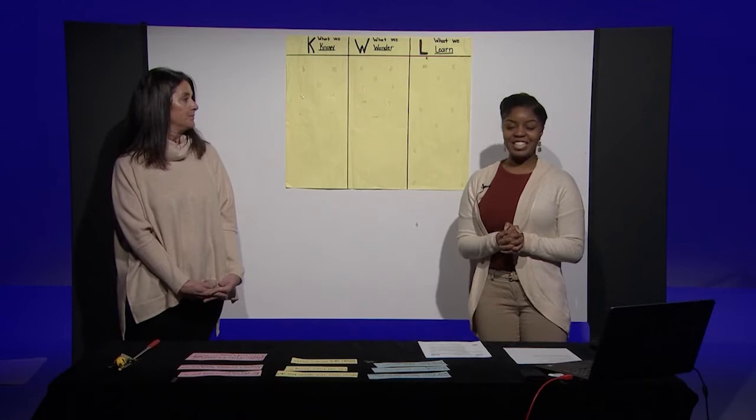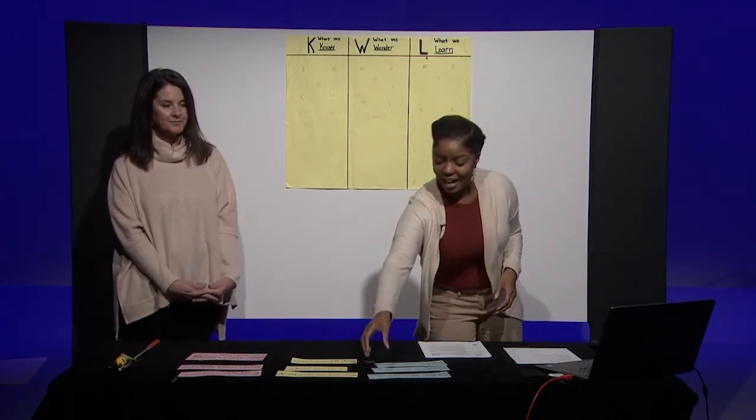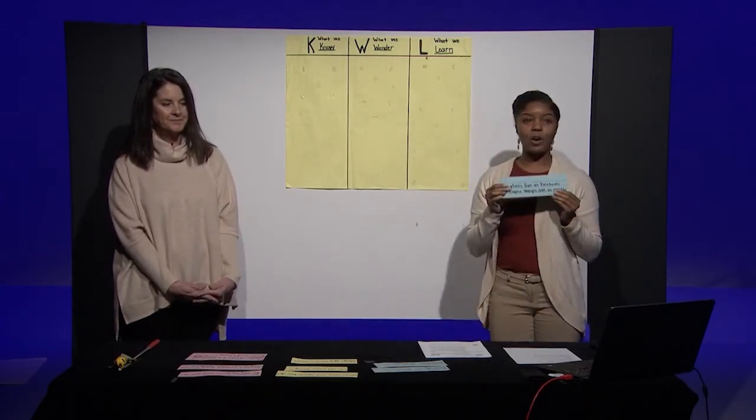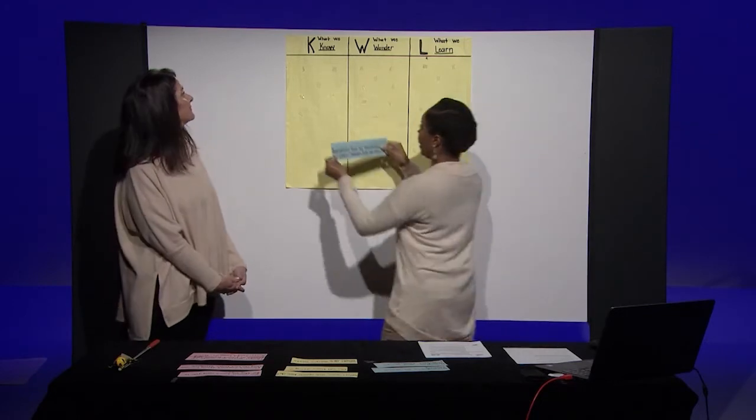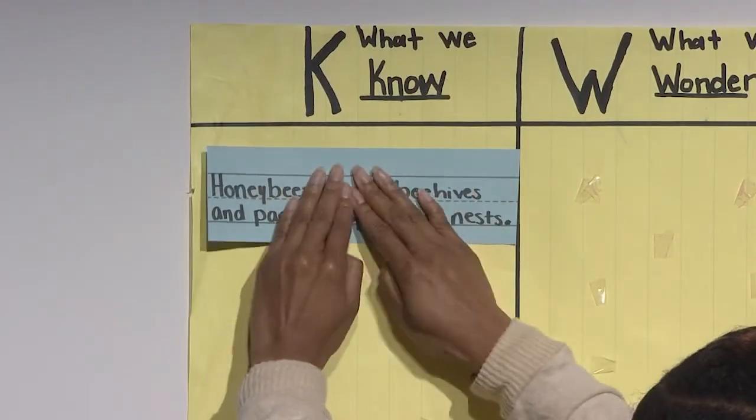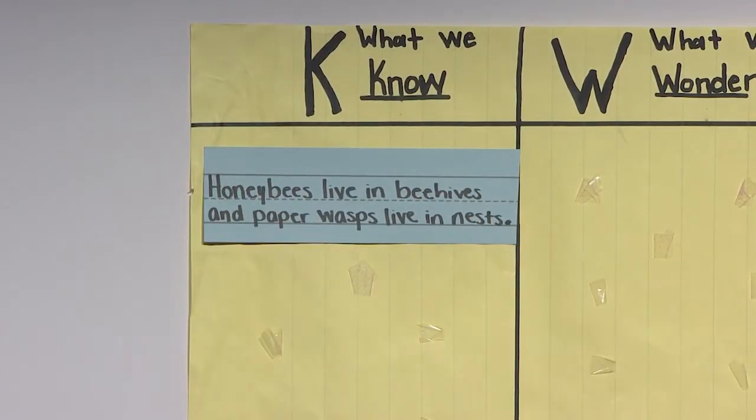Miss Allison, do you know where honeybees and paper wasps live? I know that honeybees live in a beehive, and I think that paper wasps live in a nest. That's exactly right. So we're going to add that to what we know on our KWL chart. Honeybees live in beehives and paper wasps live in nests.